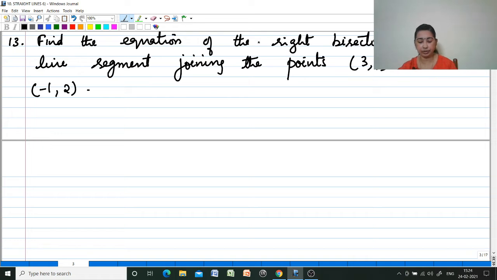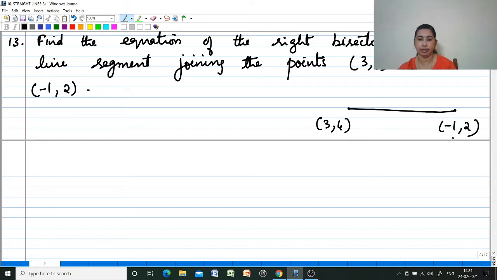Find the equation of the right bisector of the line segment joining the points (3, 4) and (minus 1, 2). So this is the line segment joining (3, 4) and (minus 1, 2). We have to find the equation of the right bisector. Bisector means it passes through the midpoint, and it is perpendicular also because it is a right bisector.